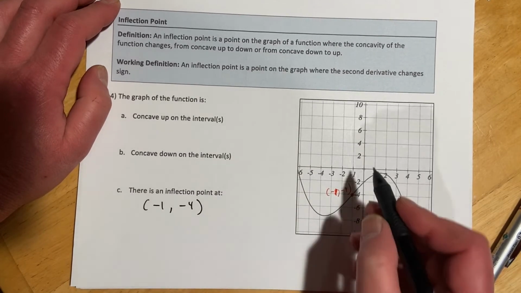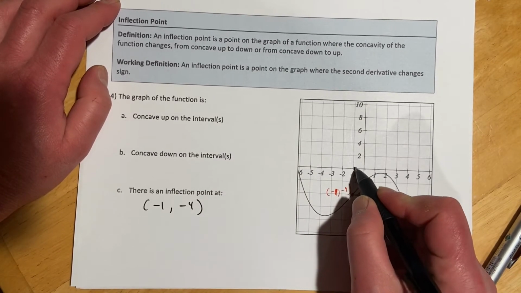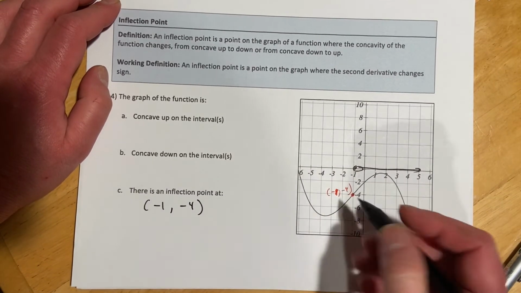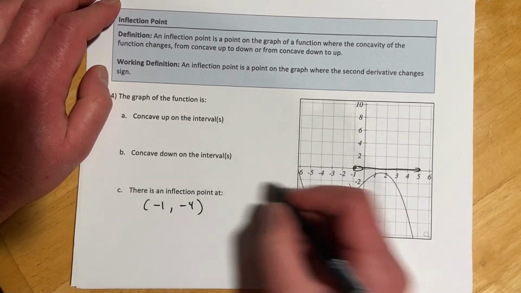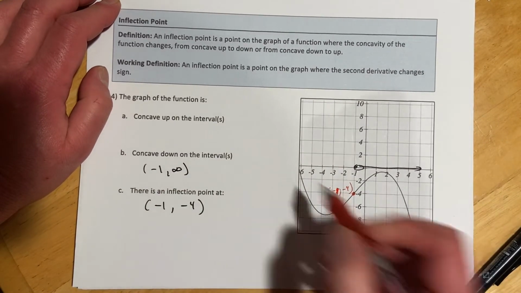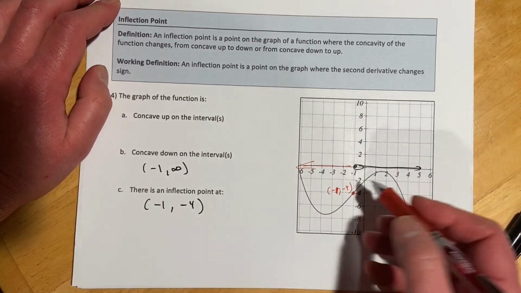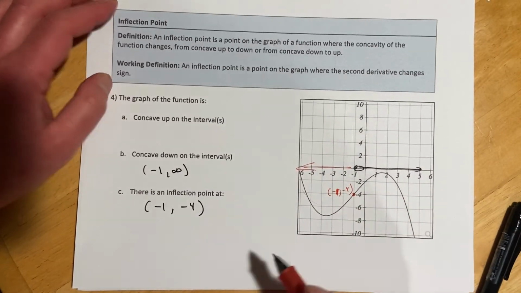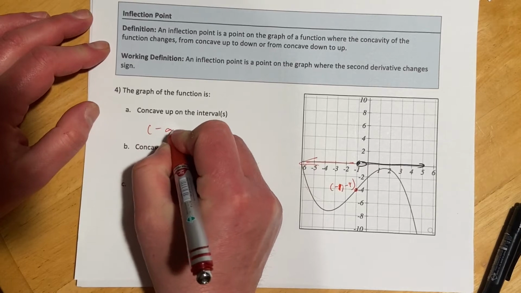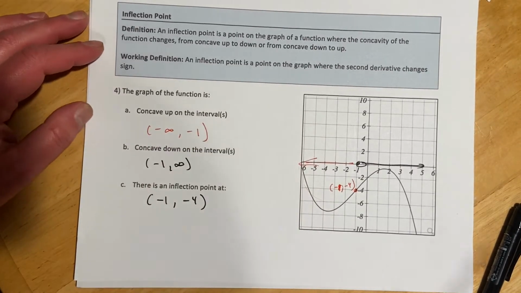Everywhere from here over is going to be concave down, so that's -1 to infinity. And everywhere from here over is where it'd be holding water, so that would be our concave up, or negative infinity up through -1.